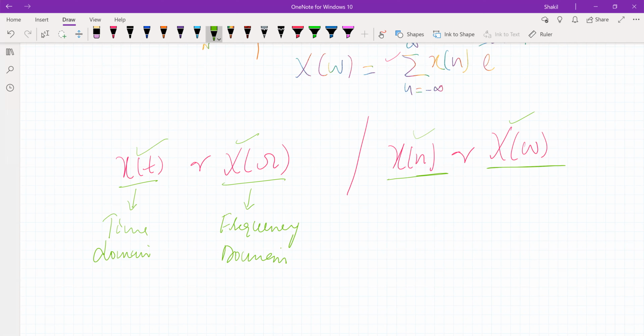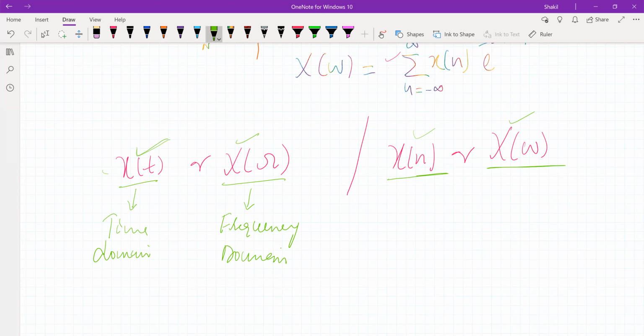This is a very, very important point. Please remember this. Whether I say x of t or X of omega, I'm talking about the same information. As a communication engineer, we are talking about the same signal. Whether I say x of t or X of omega, I'm talking about one and the same thing. But the representations are in different domains. x of t is in the time domain, X of capital omega is in the frequency domain.